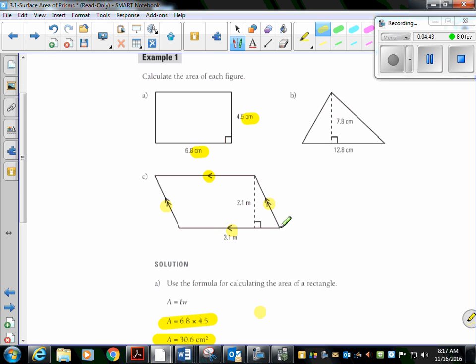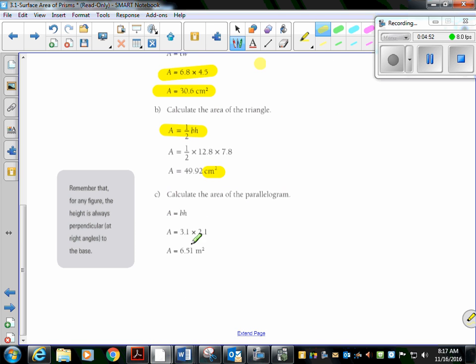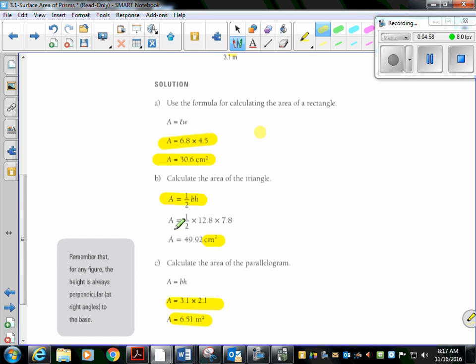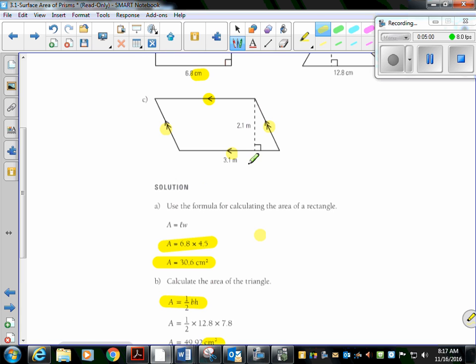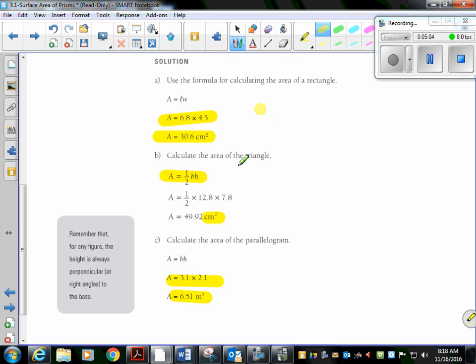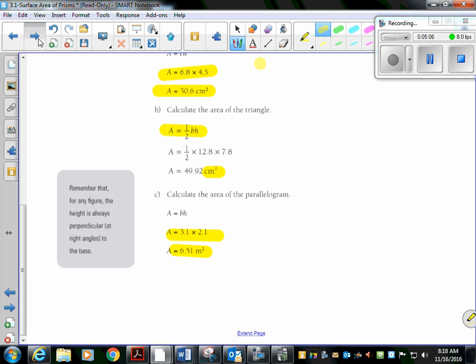So here's our base, 3.1 meters. Our height forms a 90-degree from the base up to the top, 2.1 meters. So we get base times height, 3.1 times 2.1 gives me 6.51 meters squared. Remember to look at what unit it actually is. When we find area, it's that length squared.